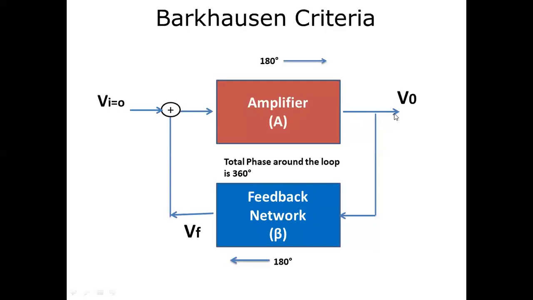The output of the amplifier is the input for the feedback network, and this feedback network is the positive feedback here, which provides the 180-degree phase shift, because the total loop phase shift should be 360. So 180 plus 180, total 360. The input is VO and the output is VF. So here VF is the phase inverted version of this input signal.